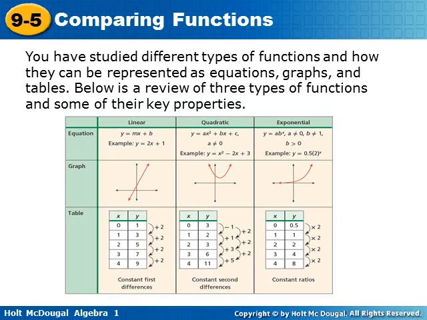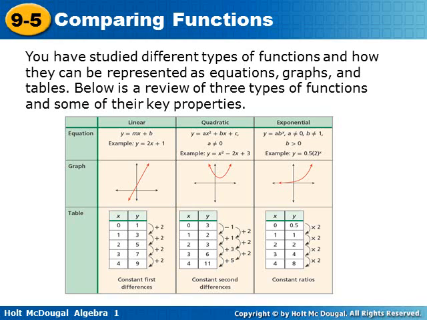Quadratic equation, y equals ax squared plus bx plus c. A cannot equal 0. Remember, that means there has to be a squared term in order for it to be quadratic. An example would be y equals x squared minus 2x plus 3. Remember, the c value, the plus 3, would always be the y-intercept. And it's in the shape of a parabola, which either opens upward or downward. It will always have constant second differences.